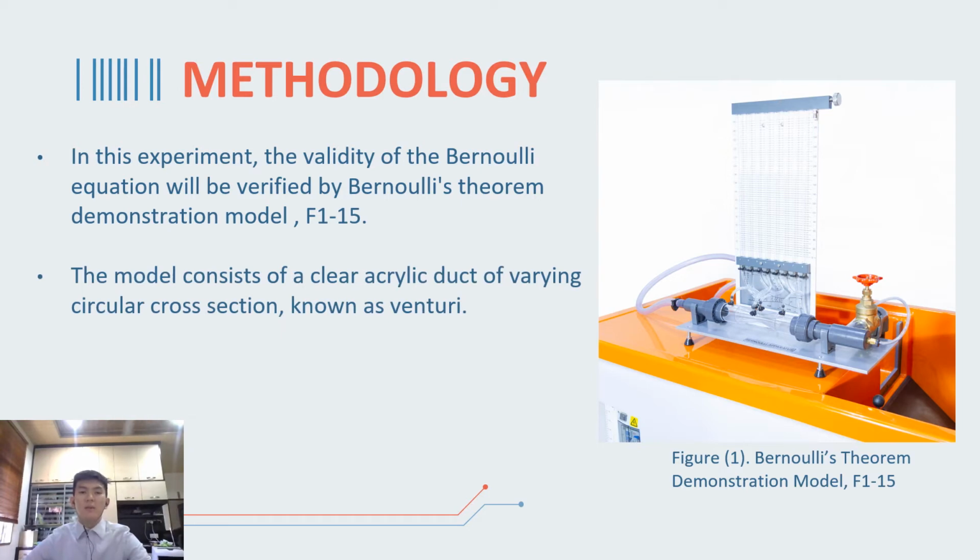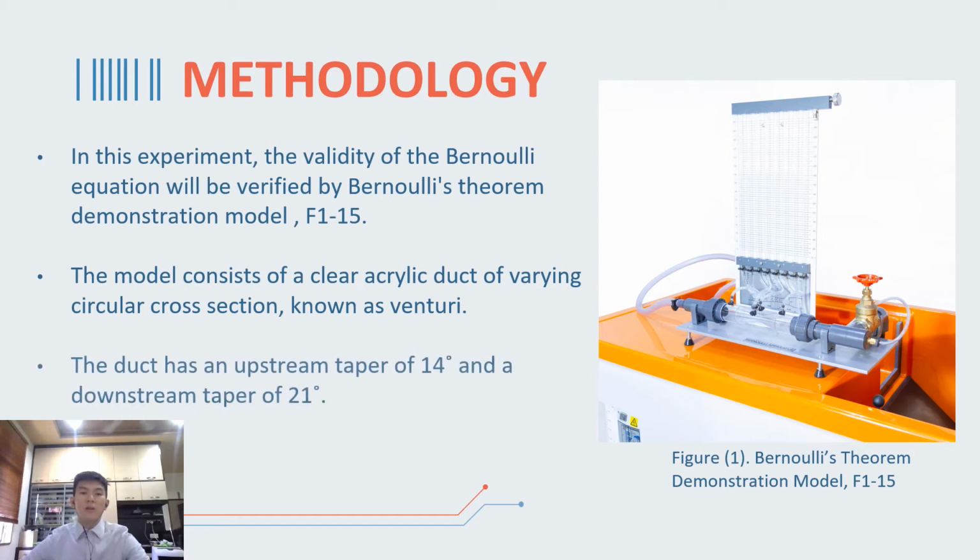This unit has been designed with a hydraulic bench to study the characteristics of flow through both converging and diverging sections. During the experiment, water is fed through a hose connector and we can control the flow rate of the water by adjusting a flow regulator valve at the outlet of the test section. The duct has an upstream angle of 14 degrees and a downstream angle of 21 degrees.